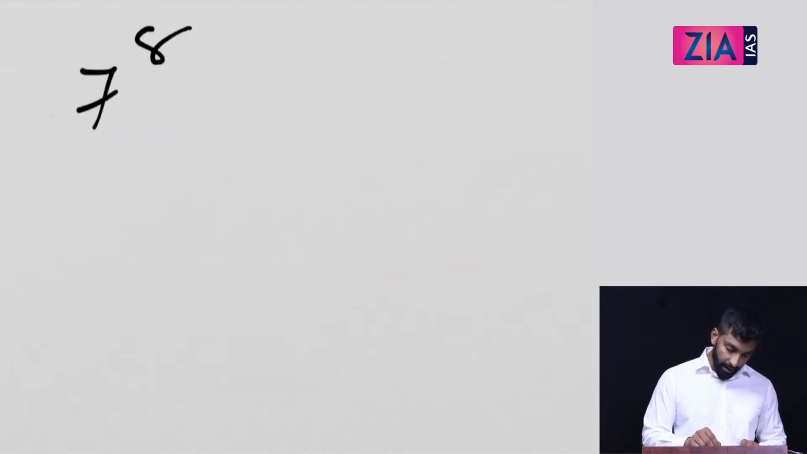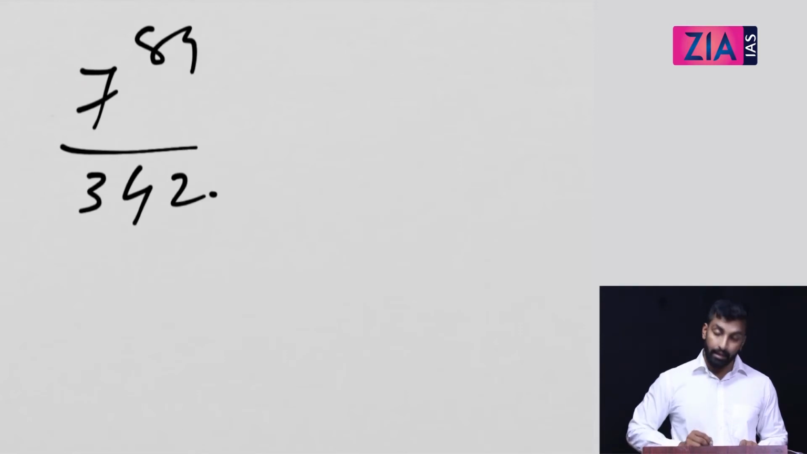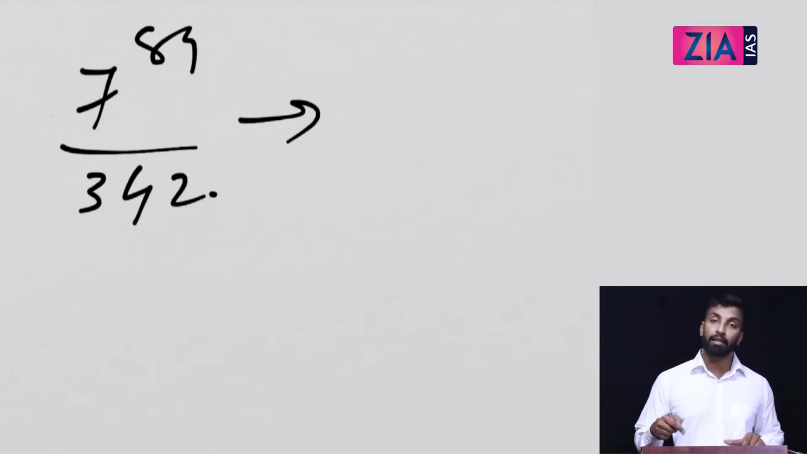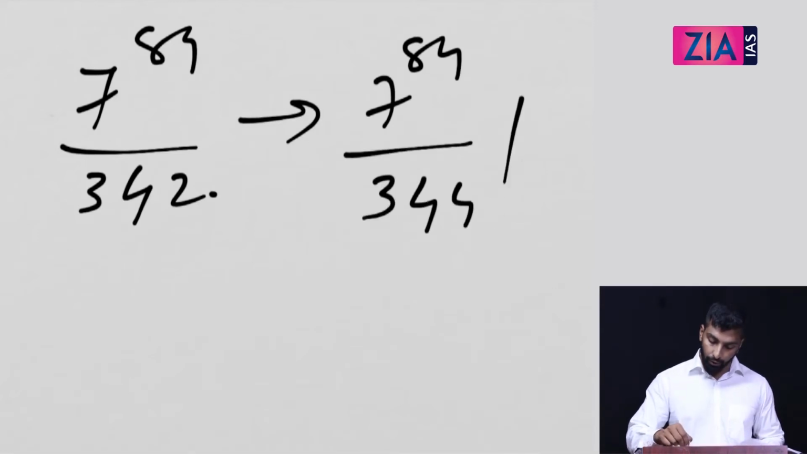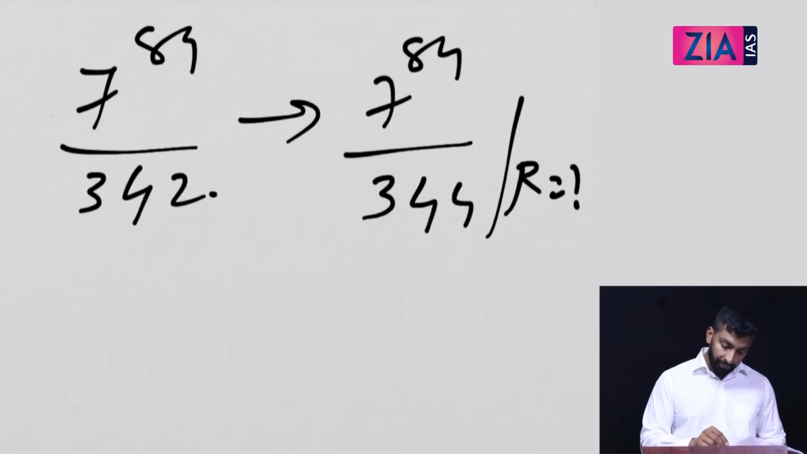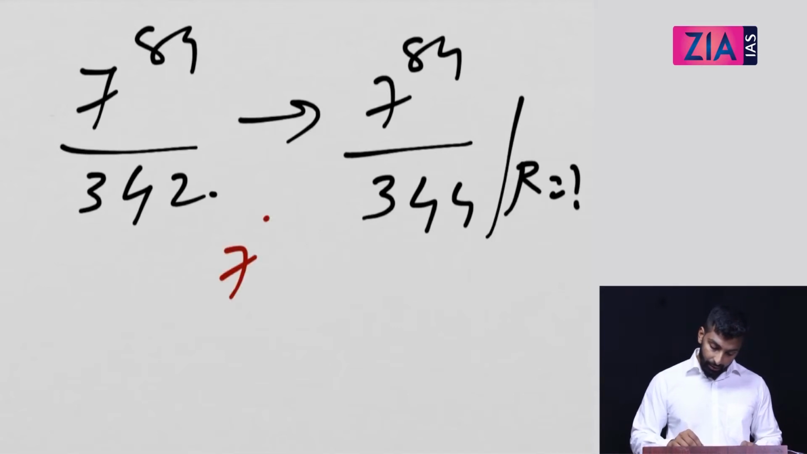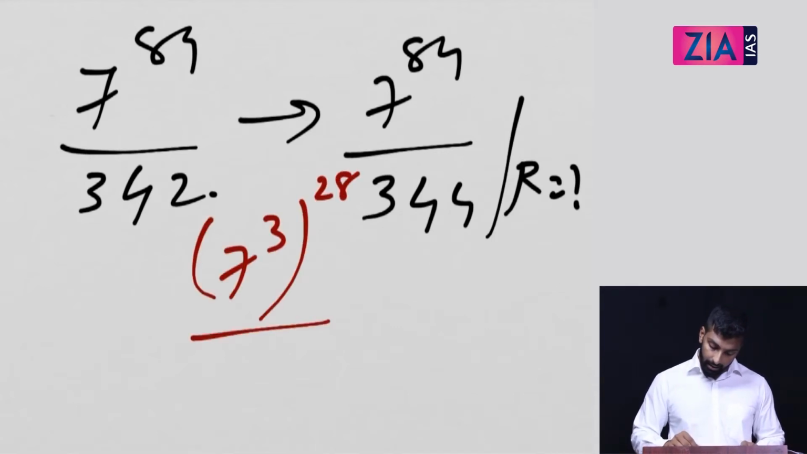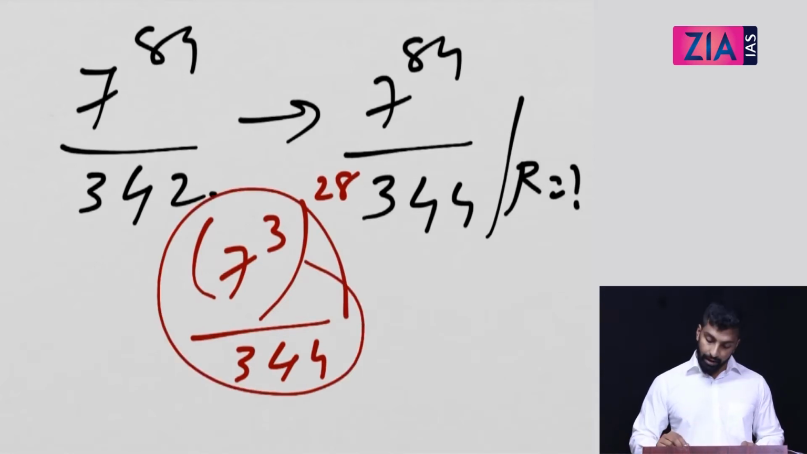Now in case of the previous question that we have solved, 7 raised to 84 divided by 342. Instead of 342, had it been 344, if the question was 7 raised to 84 divided by 344, find the remainder, what you will do? You will write in the same way, (7 raised to 3) raised to 28 divided by 344. So here you know that this is going to give you -1 as a remainder.